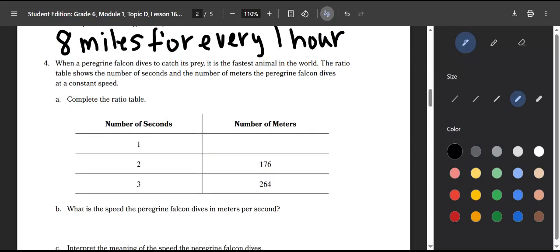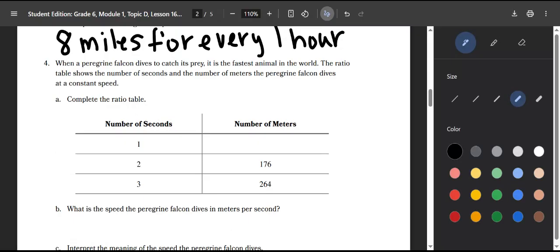All right, number 4 says, when a peregrine falcon dives to catch its prey, it's the fastest animal in the world. Well, there you go. If you were wondering about which one of those was the fastest animal, it is the peregrine falcon. The ratio table shows the number of seconds and the number of meters the peregrine falcon dives at a constant rate. This time, our unit of measure for distance is number of meters, and time is seconds. So we're talking about the number of meters per second.